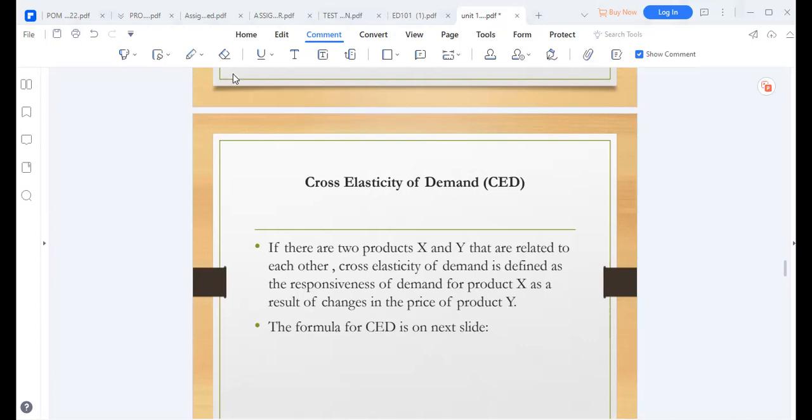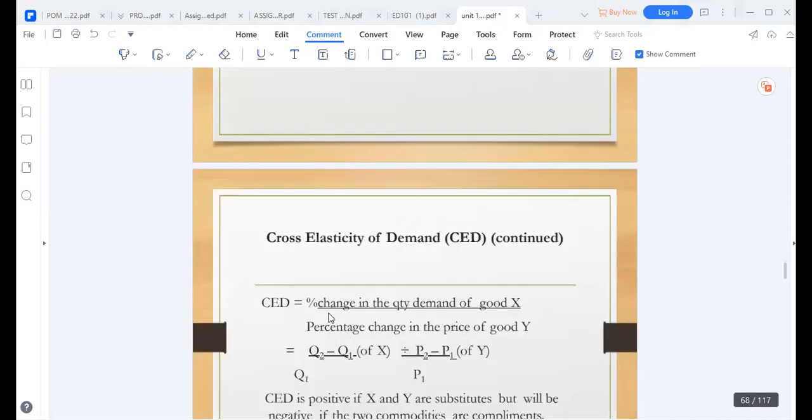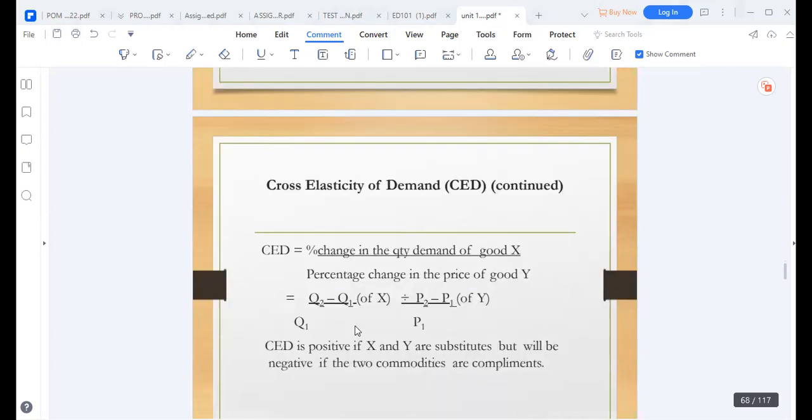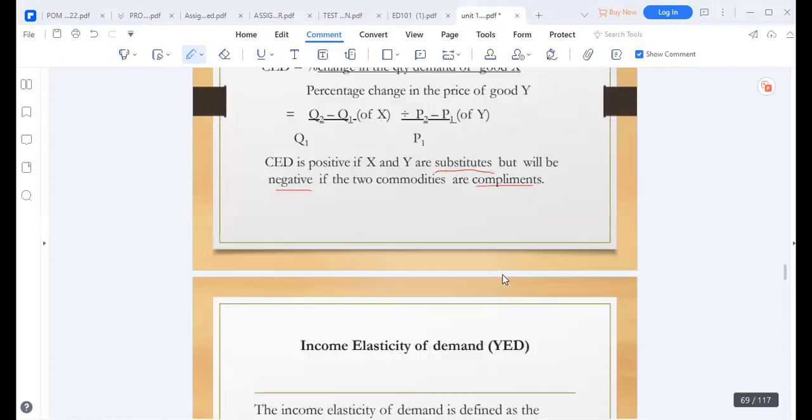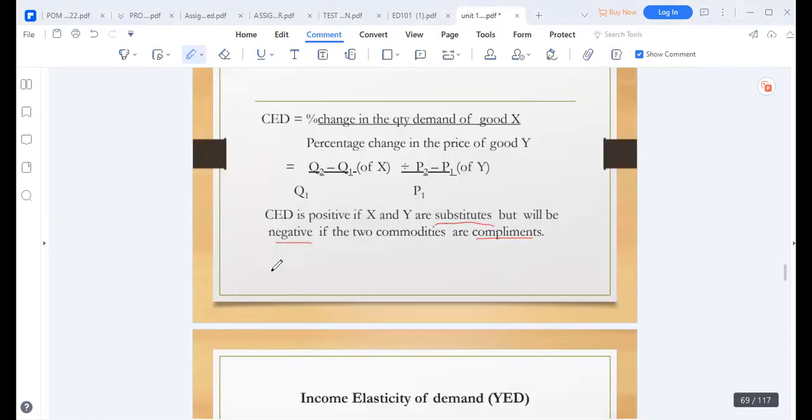Are we following together? Yes, sir. So the formula is simply the percentage change in quantity demanded for good X over the percentage change in price for good Y. So it's given by Q2 minus Q1 over Q1 of X, divided by P2 minus P1 over P1 of Y. Whenever we get a positive answer, it means we have substitutes in place. Whenever we get a negative, it means those are complements in place. All right. So this is what happens with our cross-price elasticity.